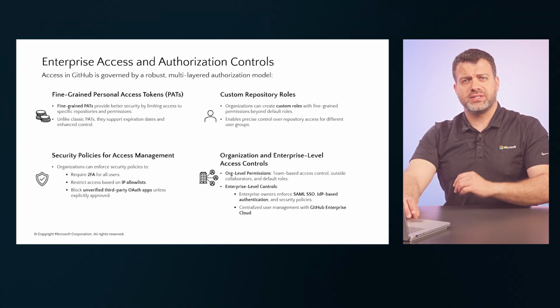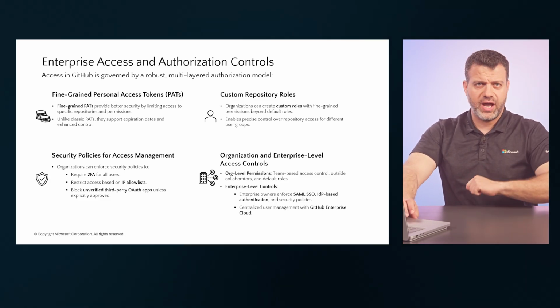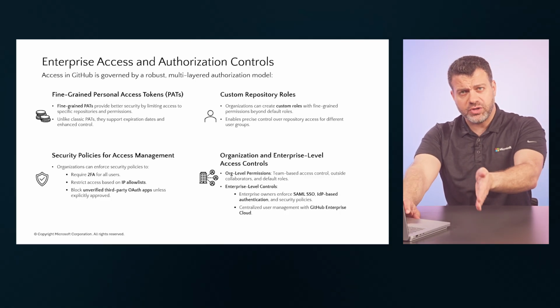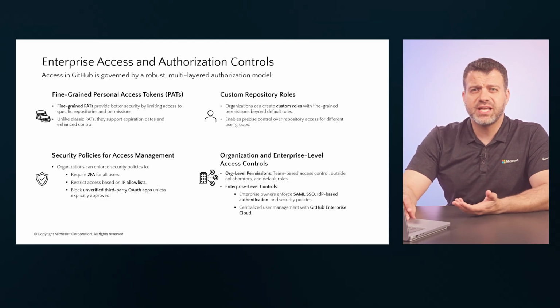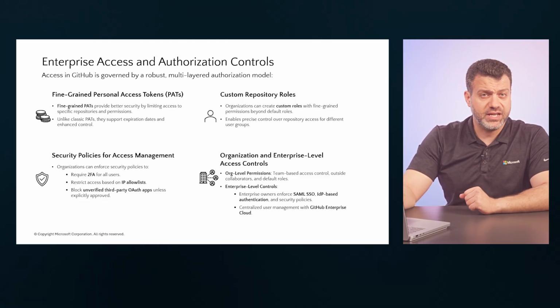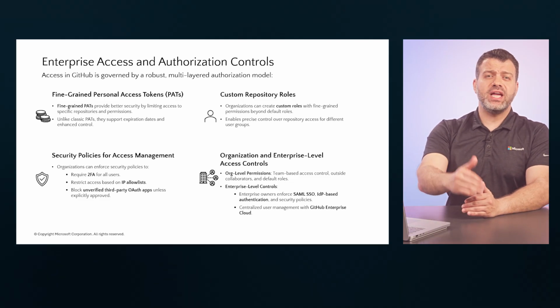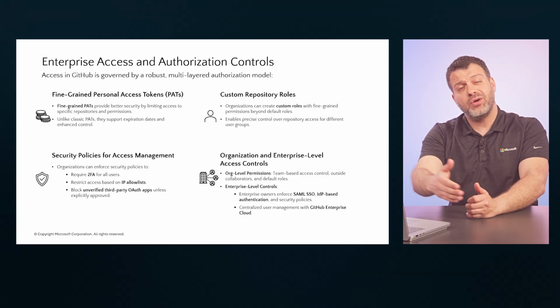You can enforce policies to control access. So you can require two-factor authentication, restrict IPs, or block unauthorized applications. This ensures only trusted access paths are allowed. And finally, access can be controlled at different levels, organization or enterprise. So authentication gets users in, but authorization ensures what they can access and what they're allowed and not allowed to do.